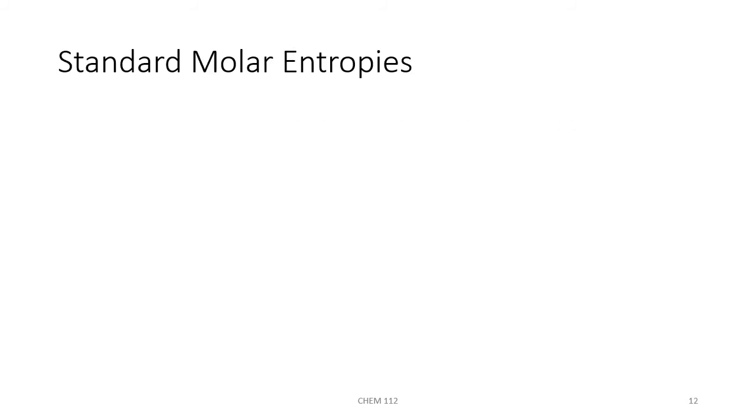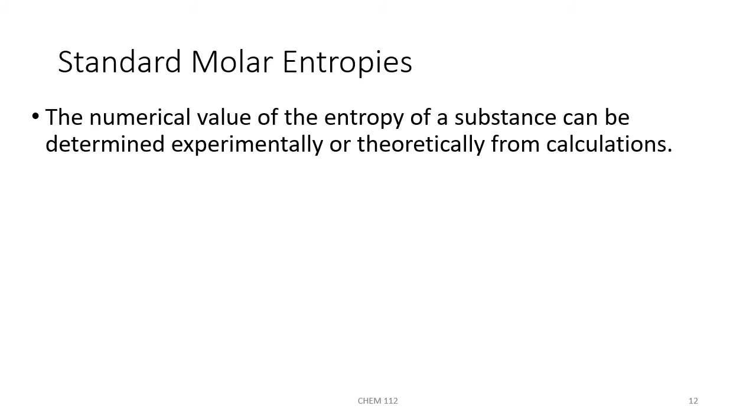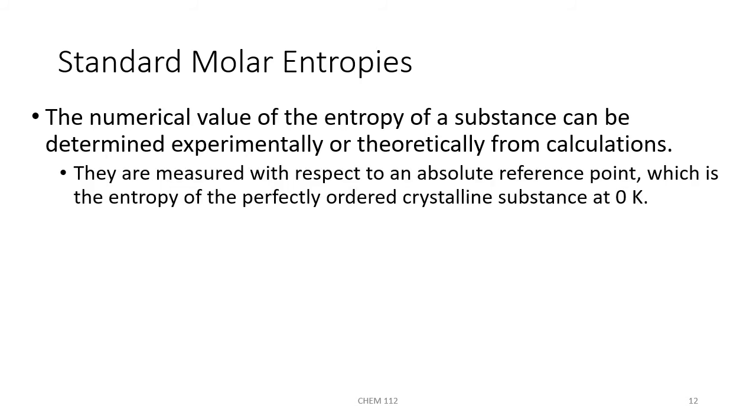We're going to use the concept of the third law of thermodynamics to talk about something called standard molar entropies. The numerical value that you see for the entropy of a substance can be determined experimentally, or it can be obtained from theoretical calculations. The standard molar entropies are measured with respect to an absolute reference point. That reference point is always the entropy of a perfectly ordered crystalline substance that is at 0 Kelvin, which is why it's defined as having a delta S of 0 at that point.